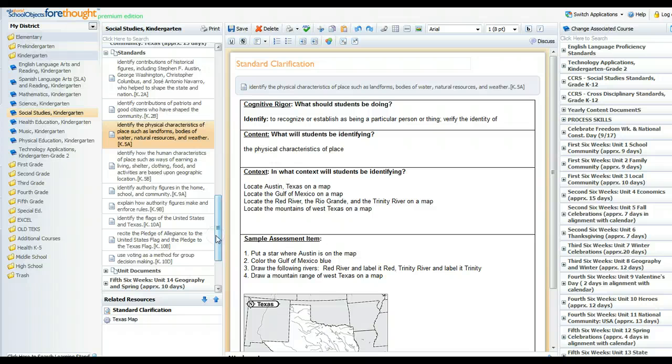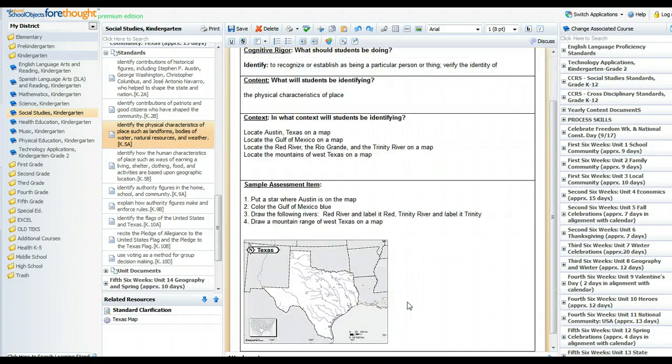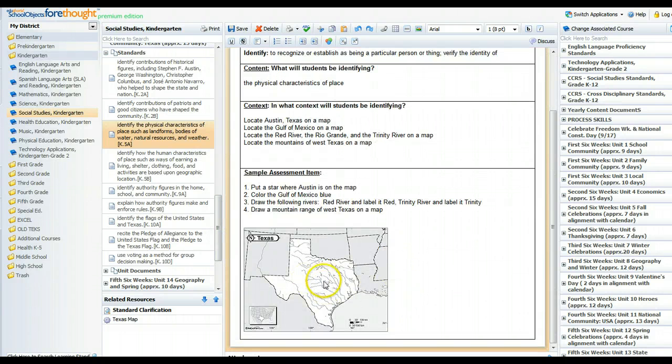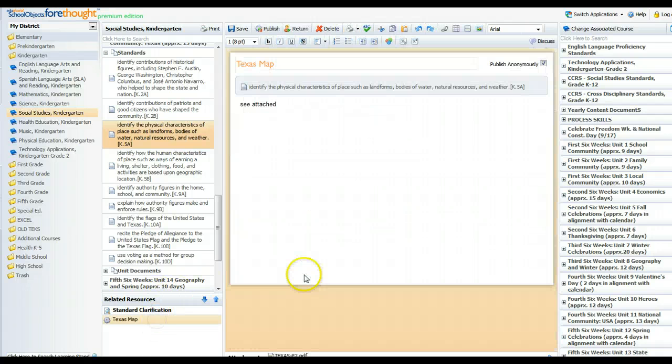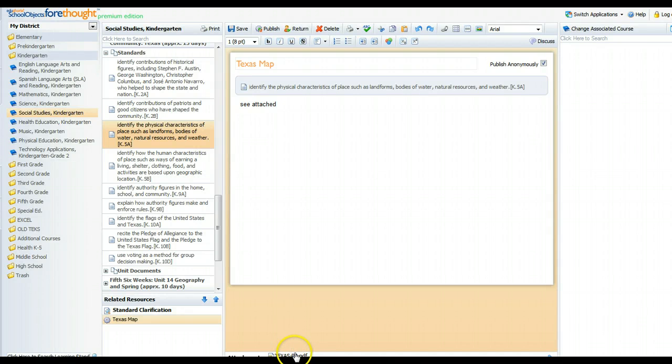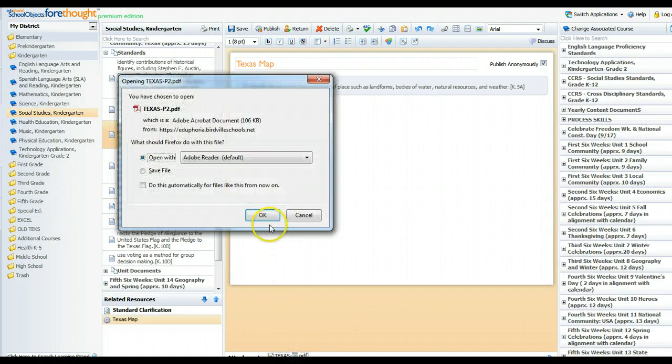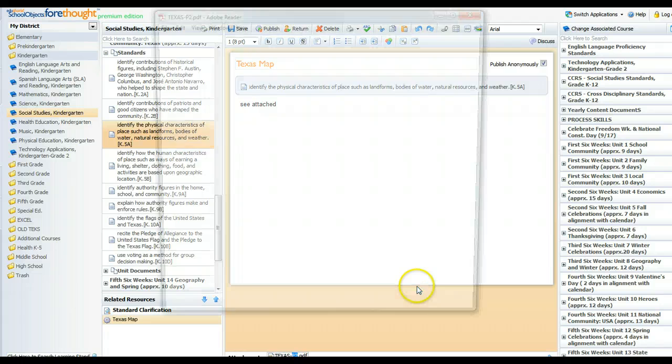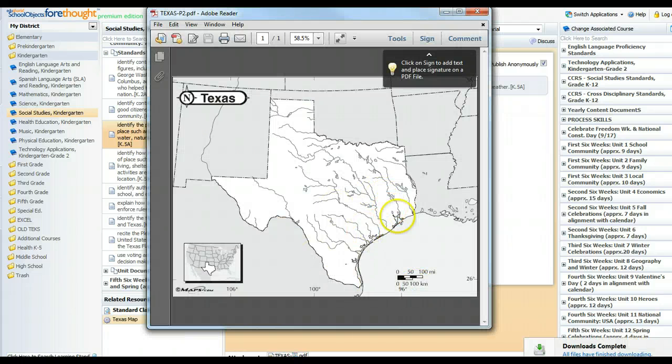Now on this one, we want them to look at a map of Texas and be able to locate Austin, the Gulf of Mexico, the Red River, the Rio Grande, the Trinity River, and the mountains. So what I've attached to you here is a Texas map. It is attached for you. It's a PDF, so you can open it up. You can look at it. You can print it off for the students. And I would have them all work together to place these things on this map.